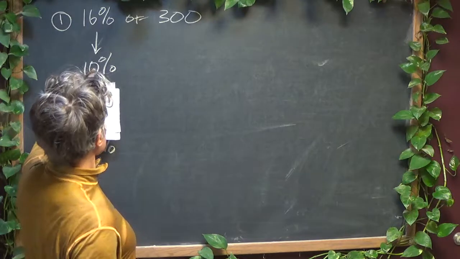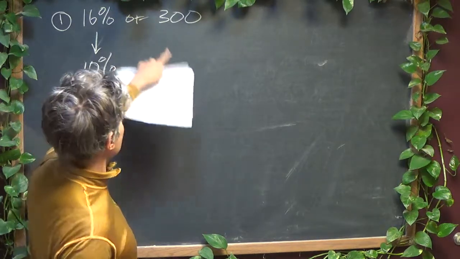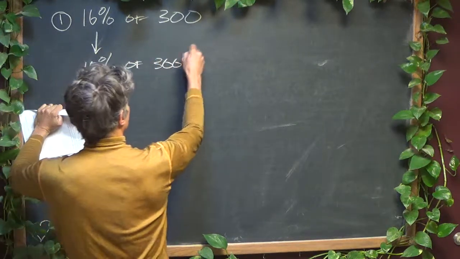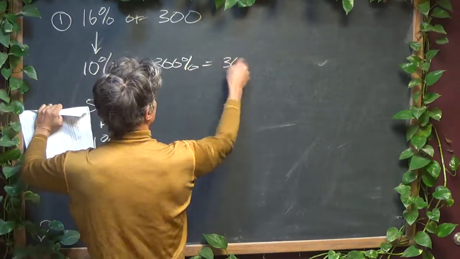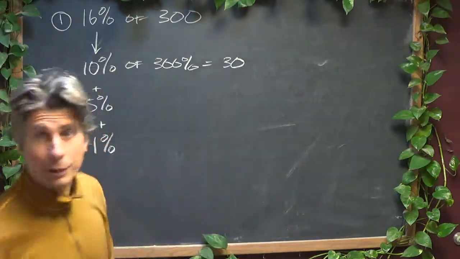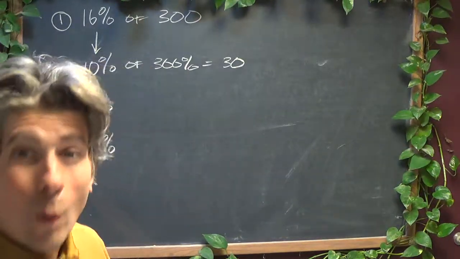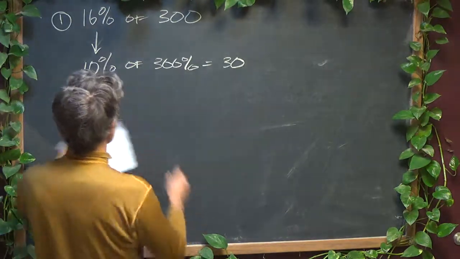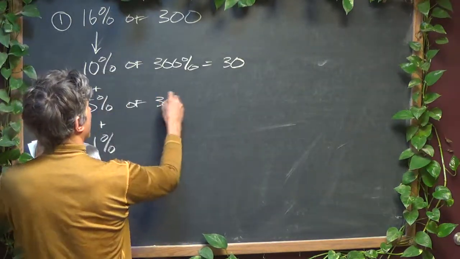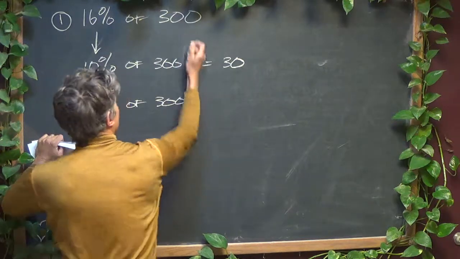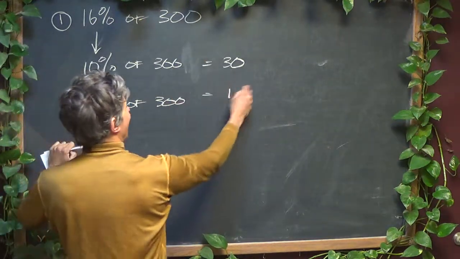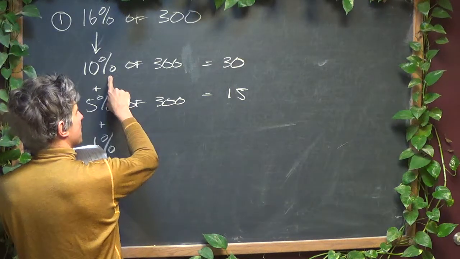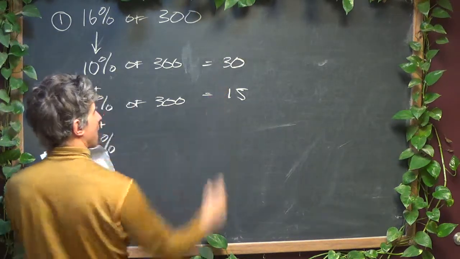When you look at that, what is 10% of 300? Well, 10% of 300 is 30. Is that $300? No, it's just 300. It's 30 because it's 1/10 of that 300. 5% of 300 is going to be half of that, because 5 is half of 10.